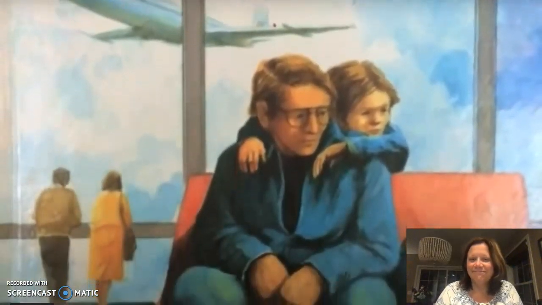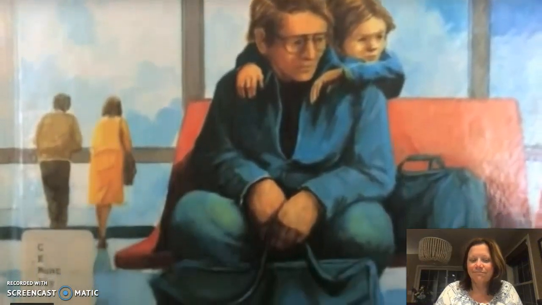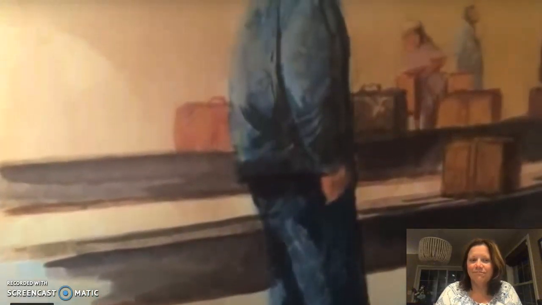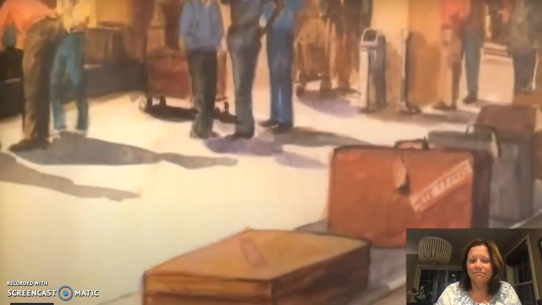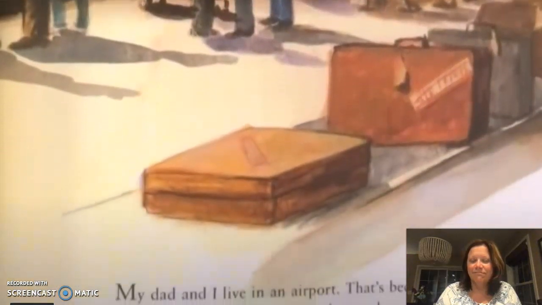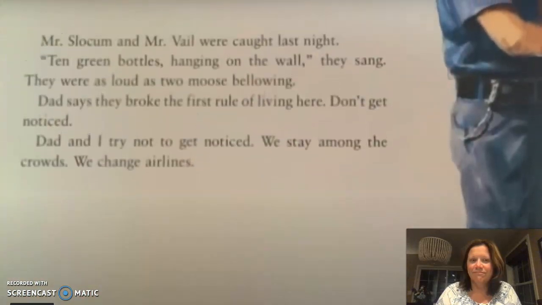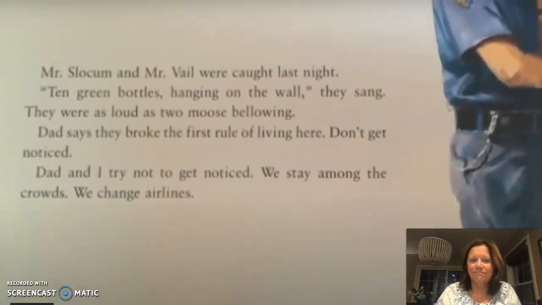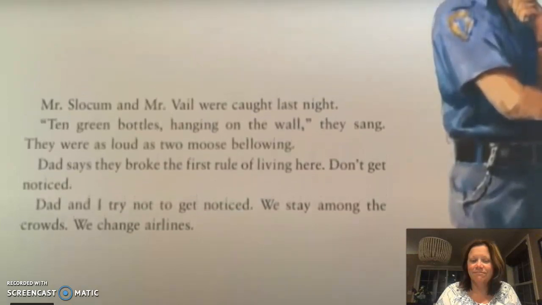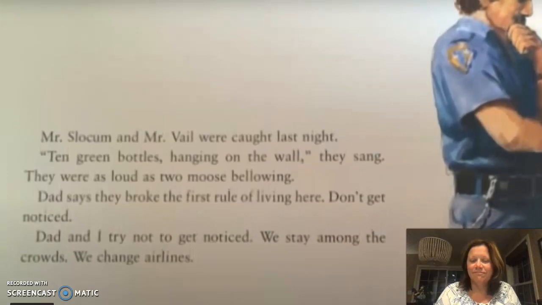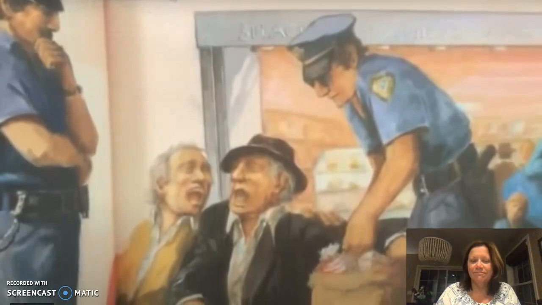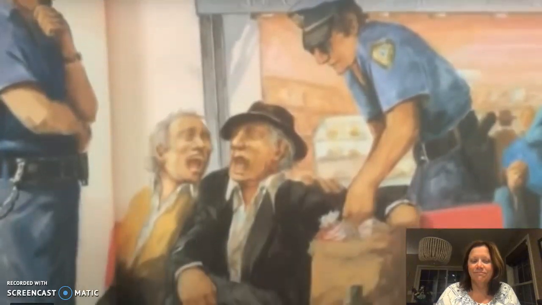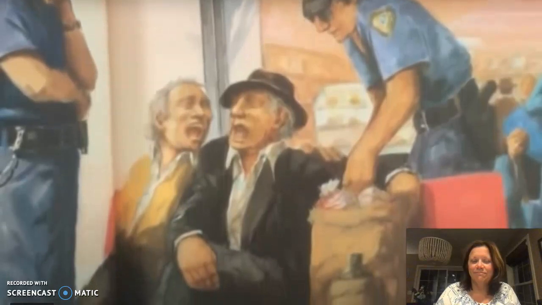Fly Away Home by Eve Bunting. Illustrated by Ronald Himler. My dad and I live in an airport. That's because we don't have a home, and the airport is better than the streets. We are careful not to get caught. Mr. Slocum and Mr. Vale were caught last night. "Ten green bottles hanging on the wall," they sang. They were as loud as two moose bellowing. Dad says they broke the first rule of living here. Don't get noticed. Dad and I try not to get noticed. We stay among the crowds.